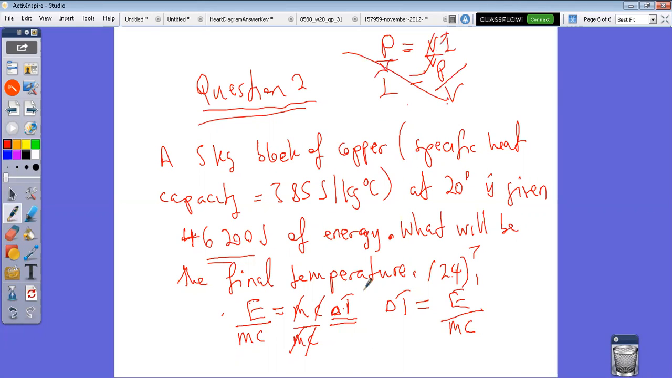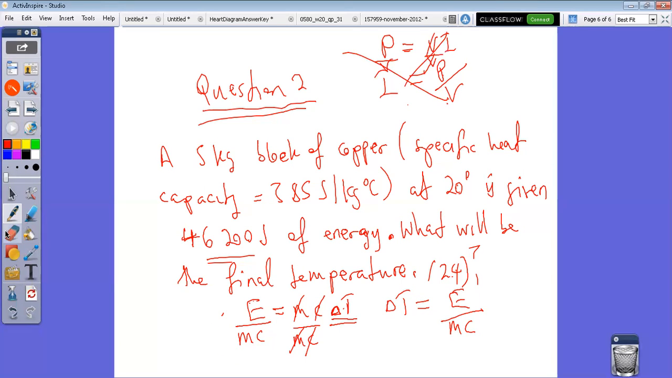So that's the same concept we are doing here. We are making delta T the subject of the formula, because the question is saying find the initial temperature. Is that clear? Making sense? Is it making sense now?